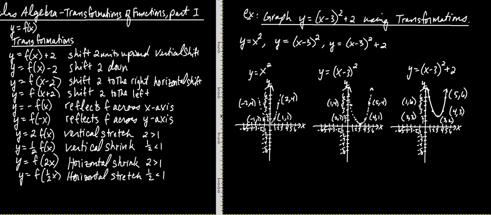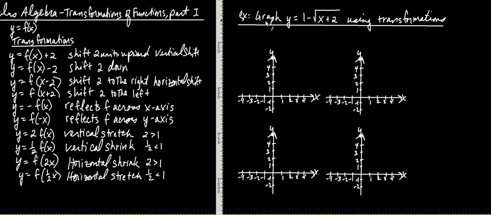So let's recap what we did. We started with a function we knew, x squared. We shifted that to the right 3 units, and then we shifted that graph up 2 units. Okay, so it's a sequence of transformations to get to your final graph. Okay, let's try another one involving the square root. Okay, so here we're going to graph y equals 1 take away the square root of x plus 2 using transformations. And once again, you want to start with a function you know and love.